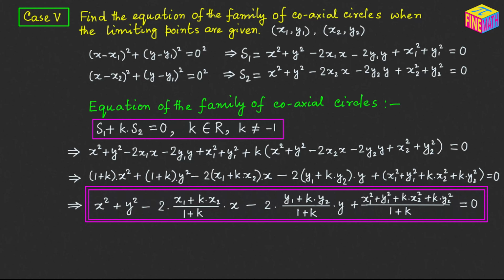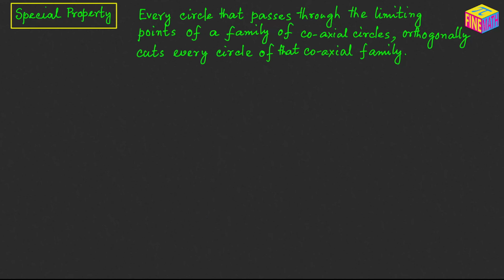So this is how we can come up with the general equation of the family of coaxial circles when we are provided with the two limiting points belonging to that family. I hope things are clear up to this point. And finally, we are going to talk about one special property of limiting points. The special property says that every circle that passes through the limiting points of a family of coaxial circles orthogonally cuts every circle of that coaxial family.